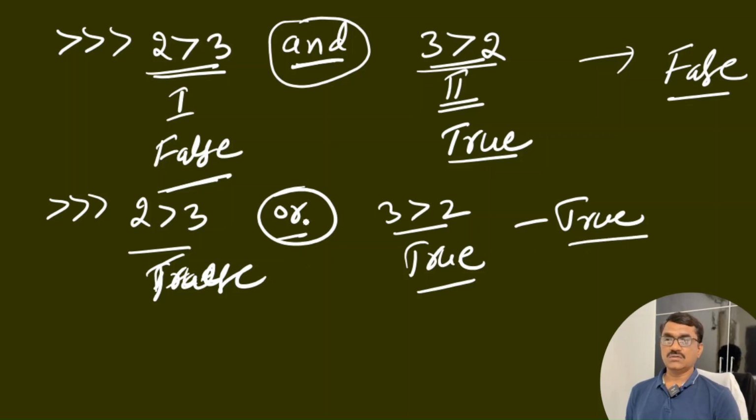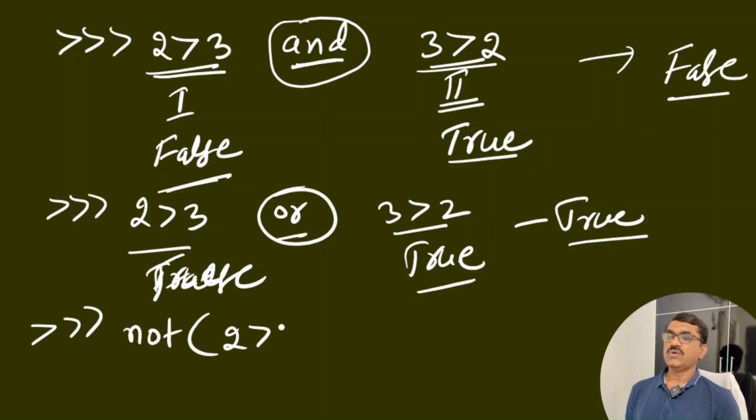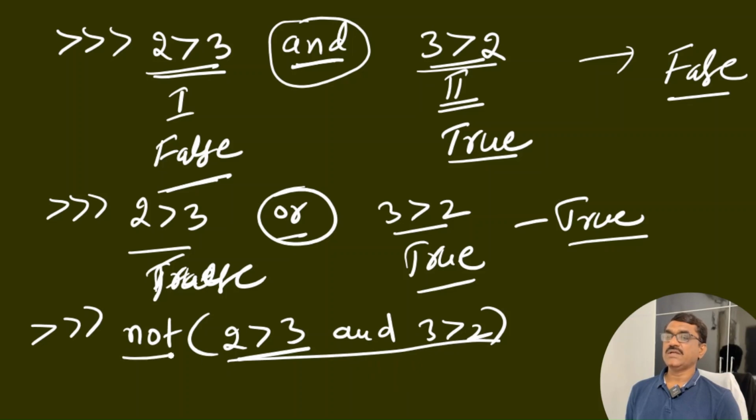This is about OR. Now, for example, if I write the NOT operator, here I'm writing not in brackets. Here I'm writing 2 is greater than 3 and 3 is greater than 2. See, before this entire expression, I am writing not. So 2 is greater than 3? No, this is false. 3 is greater than 2, this is true.